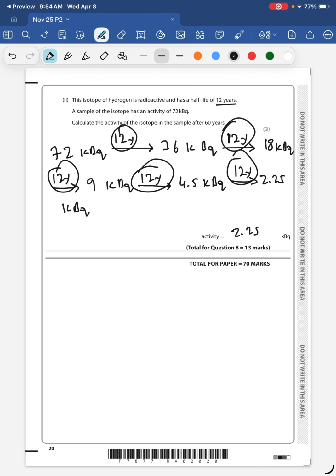And this was paper, which one was it? Paper 2 from November 2025.